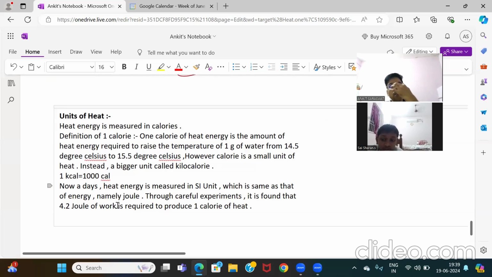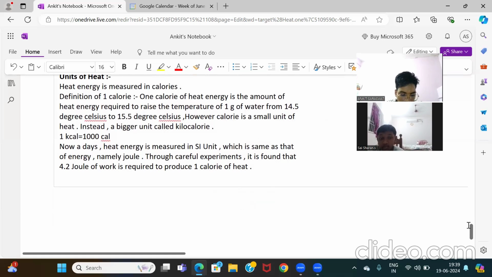If you want to produce 1 calorie of heat, how much work is required? 4.2 joule. Clear? Yes, sir. It is found that 4.2 joule of work is required to produce 1 calorie of heat. If you did 4.2 joule of work, how much heat will you produce? 1 calorie of heat. 1 calorie of heat is equivalent to 4.2 joule of work. Understood? Yes, sir. So this is very important, sir.